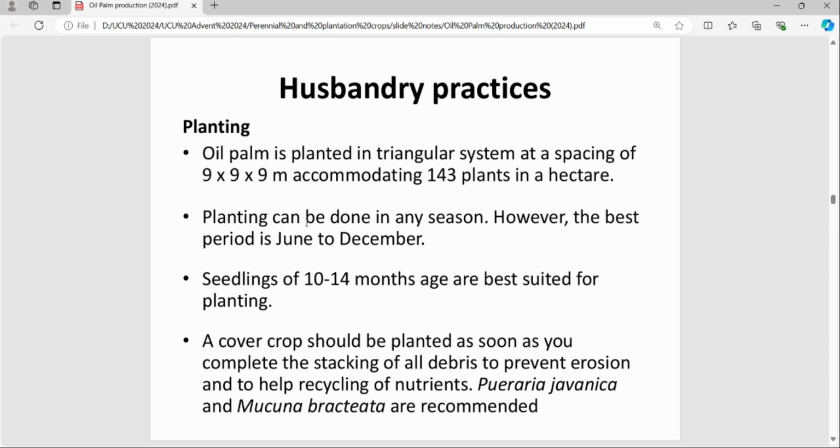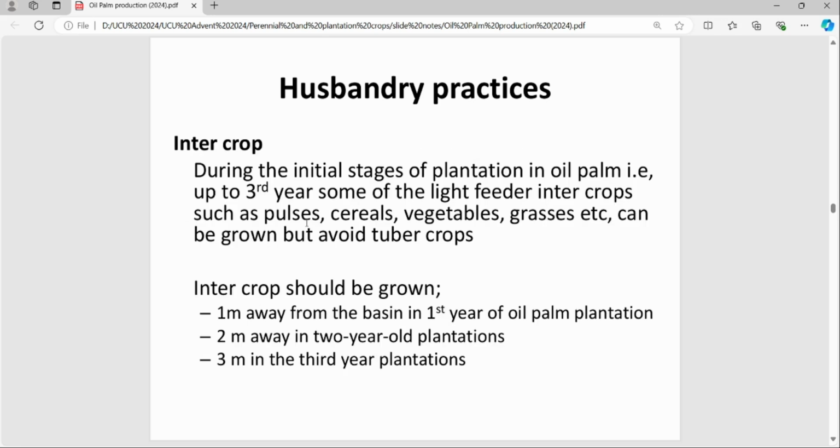And after planting them, ensure that you plant cover crops, especially those of leguminous species. And these are supposed to help you to reduce the rate of erosion, but also help in fixing nitrogen within the soil. But they also reduce the need for weeding all the time, because they will reduce the rate at which the weeds come up.